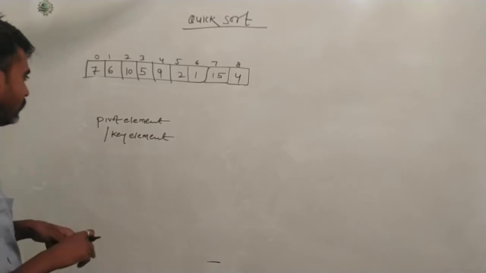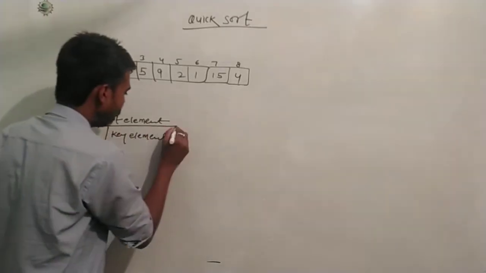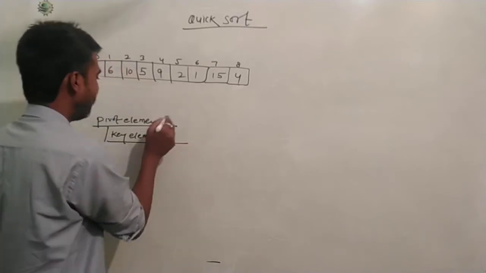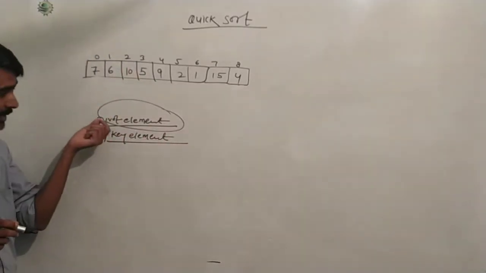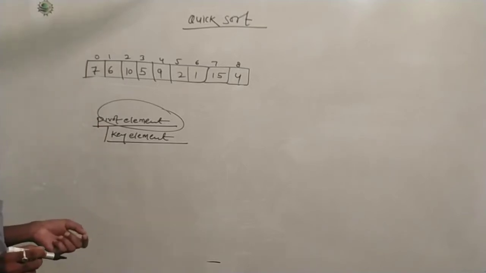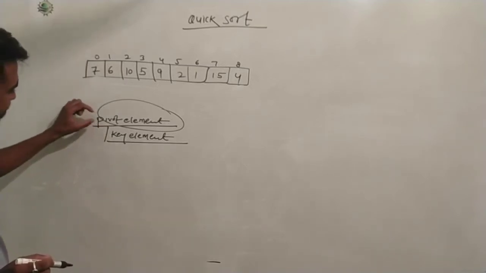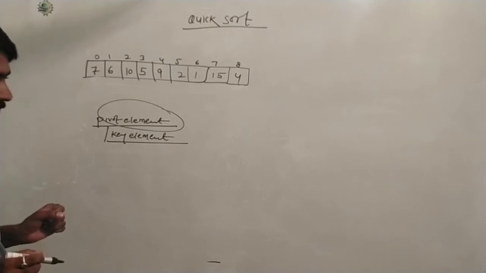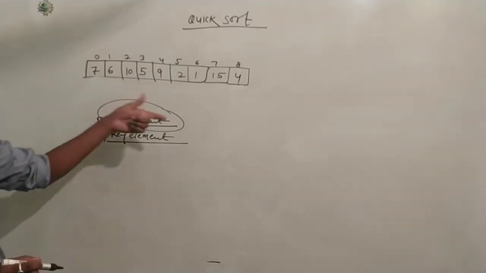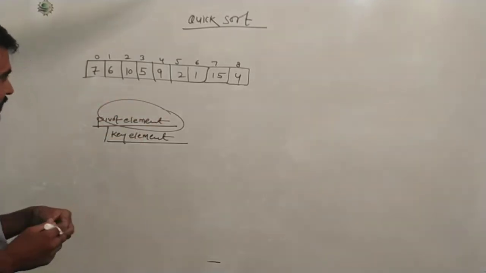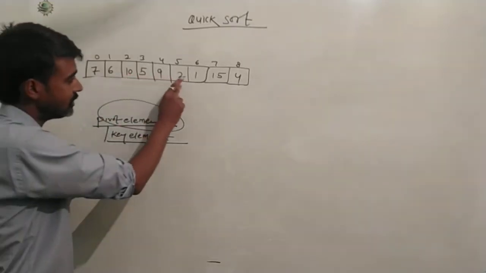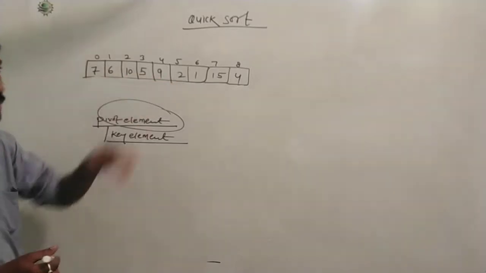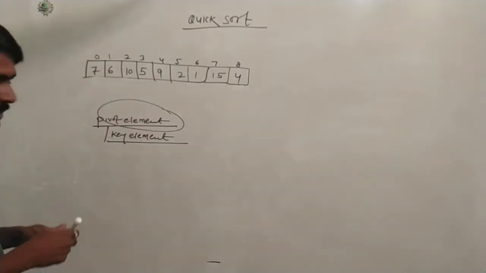Okay. Now first of all we should know what a pivot element is. This is a very basic thing in quicksort. I will tell you the concept behind the pivot element in the next lecture. So first of all we should select one of these elements as the pivot element.